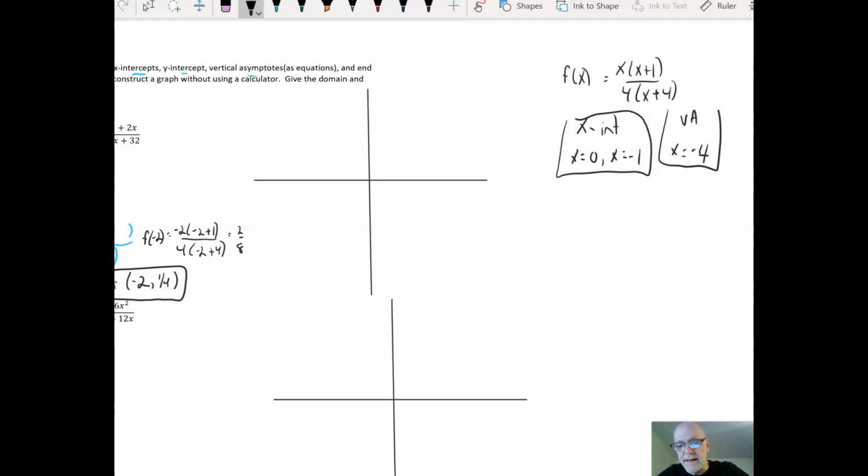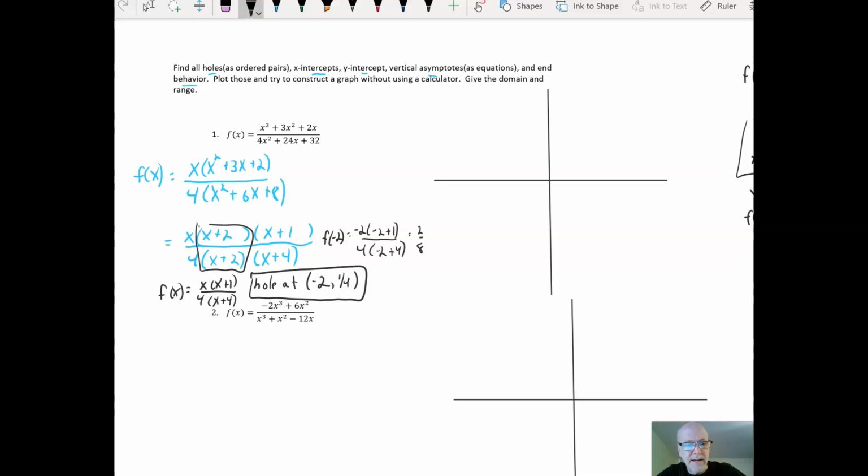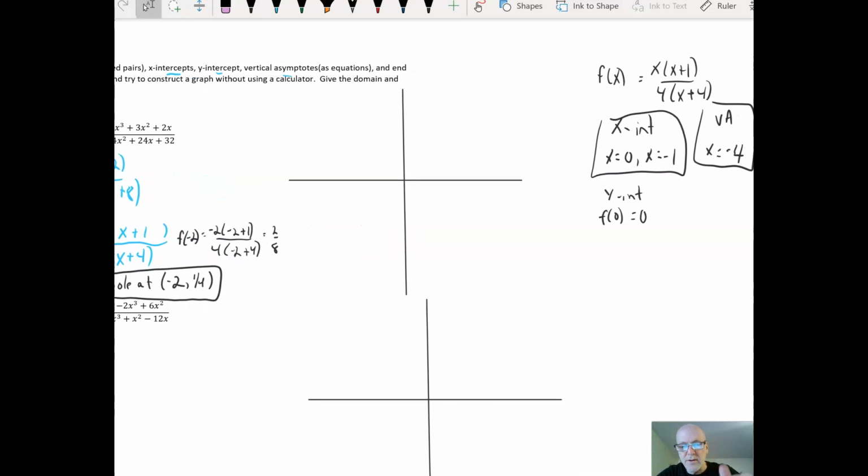Don't forget, this x equals negative 4 is an equation, while these two are just points, they're just numbers. And our y-intercept will be f of 0, which is 0. Well, actually I can look over here. The easiest place to find it is right over here. I have 0 over 32, which is 0. Okay, so I've got a y-intercept of 0.